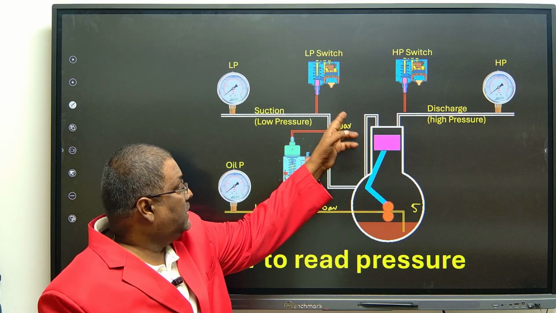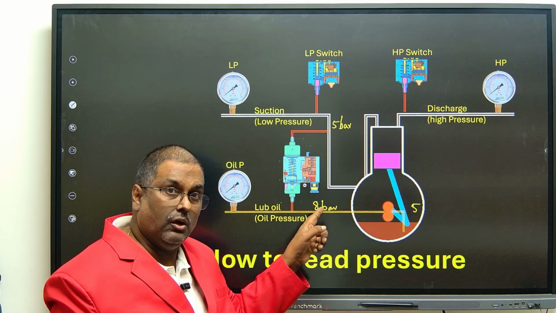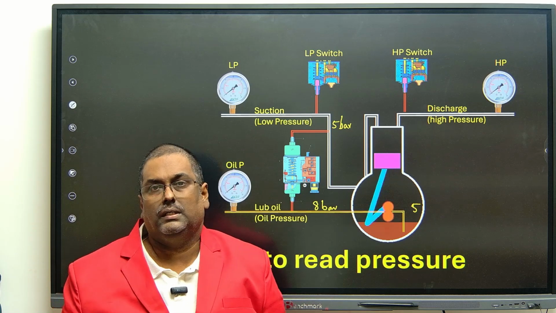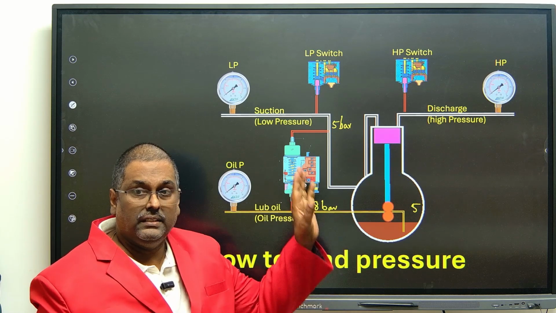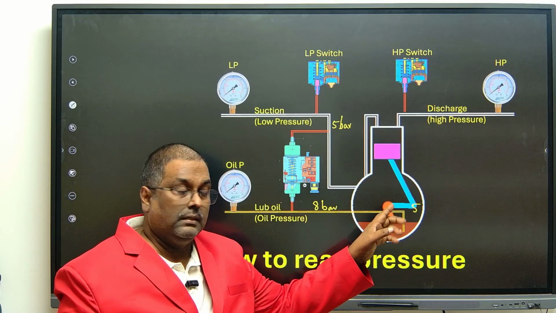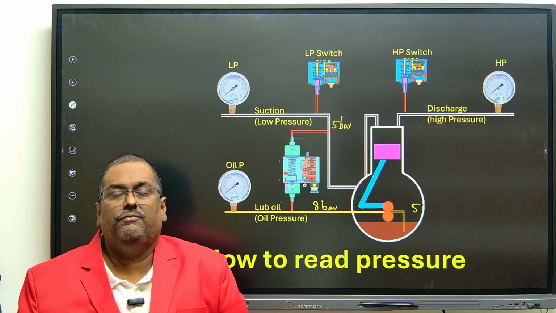So if the suction pressure is variable and the pump is making 3 bar, then the output pressure is also variable. It depends upon the suction pressure. So the output oil pressure is actually the suction pressure plus the pressure this pump creates. You have to understand that.